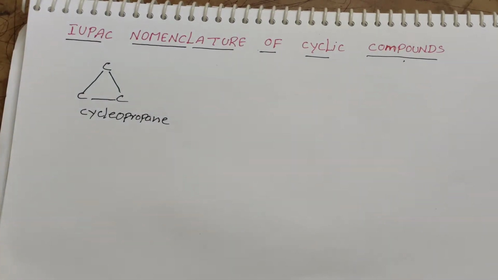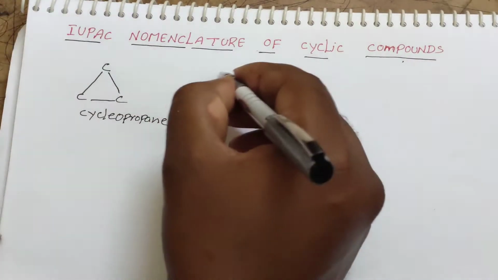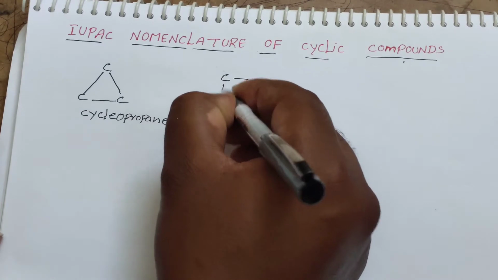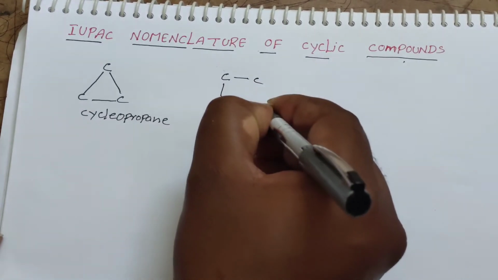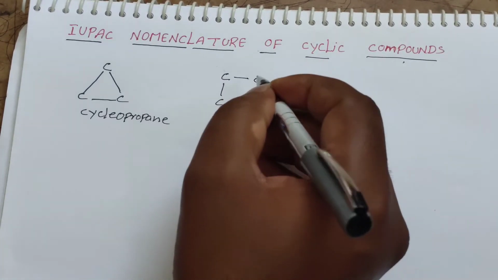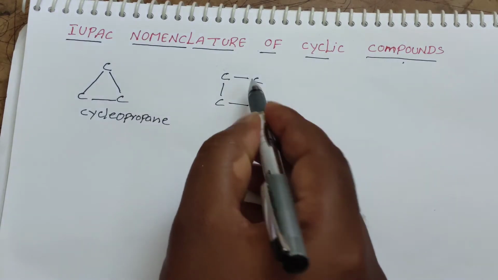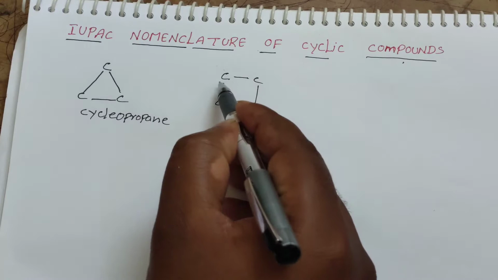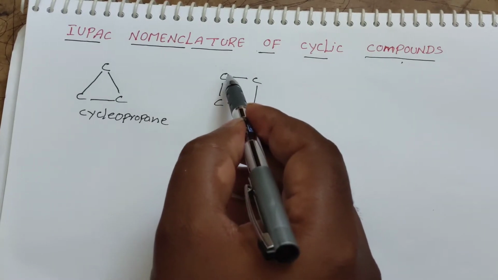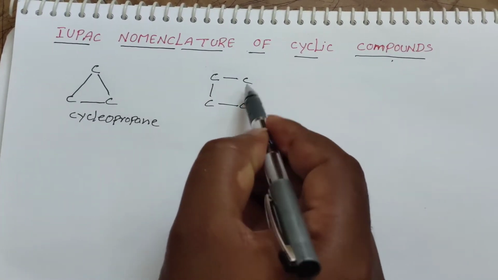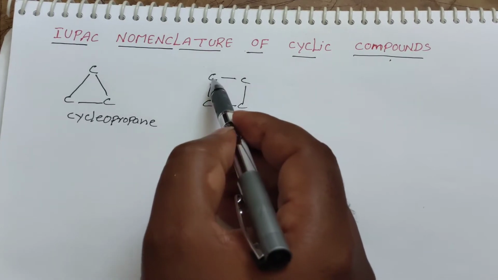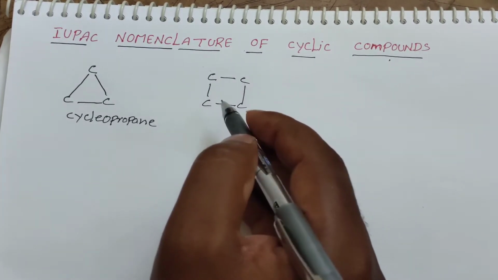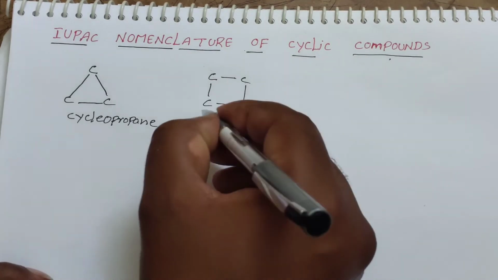And one more example. Here I am taking 4 carbons, and those 4 carbons are connected like a cycle. Each carbon is connected with another carbon, and it will form a cycle. So how many carbons are there? 1, 2, 3, 4. 4 carbons are there, and they look like a cycle. So the name of the compound is cyclobutane.